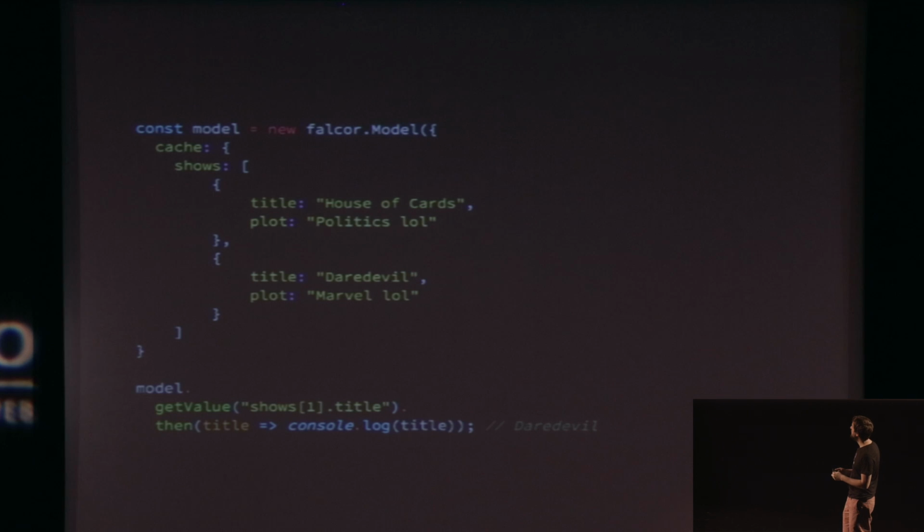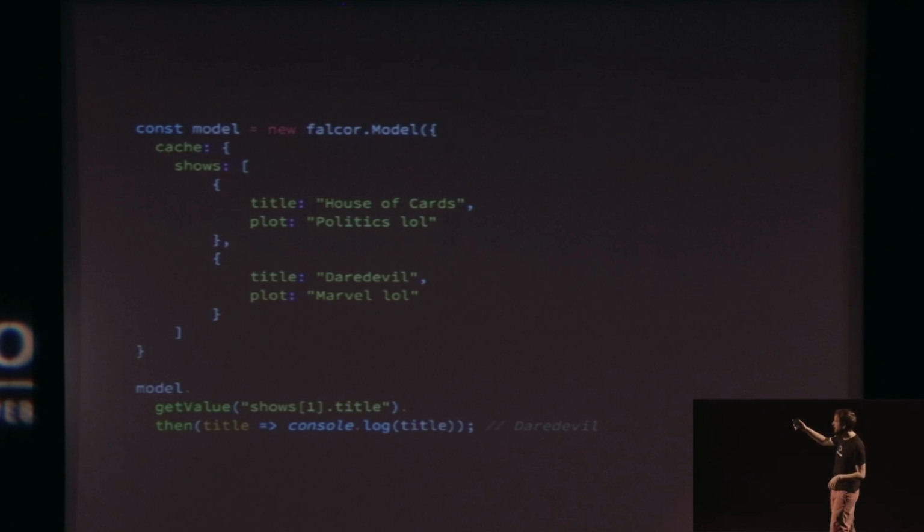Okay, so we have a model. That's kind of hard to see, isn't it? Anyway, so you make a new Falcor model. Right now we're just throwing things in the cache, but that could be coming from the server. It could be coming from local storage. It could be coming from session storage. However you choose to do that, it's kind of up to you. And then that's what you do down at the bottom.